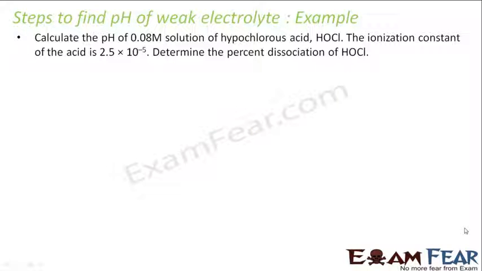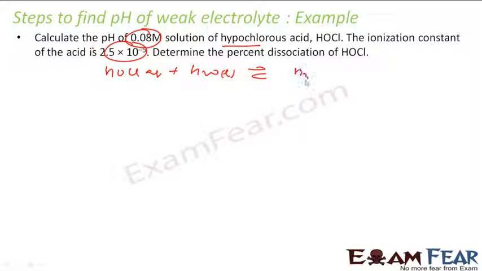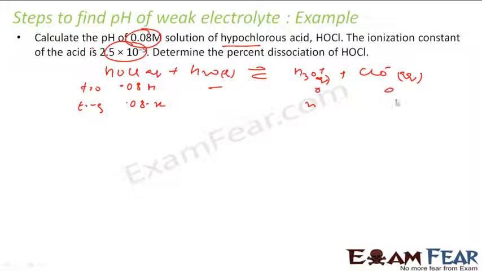So we have to find the pH of a 0.08 M solution of hypochlorous acid where the ionization constant is given. The reaction goes like this. We have HOCl in the aqueous. Put some water here, this is a liquid. It becomes H3O plus and ClO minus aqueous. Right? Now, at t equal to 0, it is told that it is a 0.08 M solution, so this is 0.08. Water is not required. This is 0 and this is 0. At t equal to equilibrium, let's suppose this becomes 0.08 minus x. This becomes x, this becomes x.